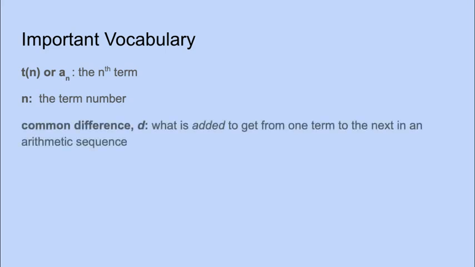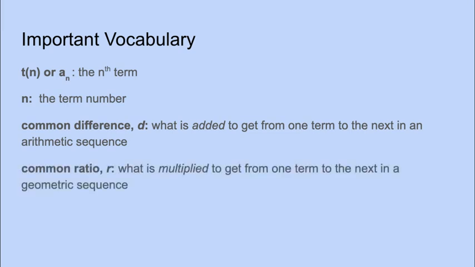Common difference, I'll use d to refer to the common difference, and that is what's added to get from one term to the next in the arithmetic sequence. Notice that if we are decreasing, then our common difference will be negative. So you're still adding a negative, and that's a slight nuance just to make sure that you can have a positive or a negative common difference.